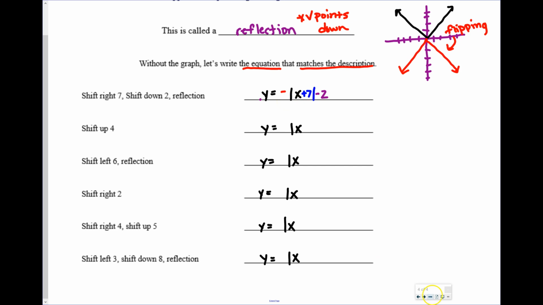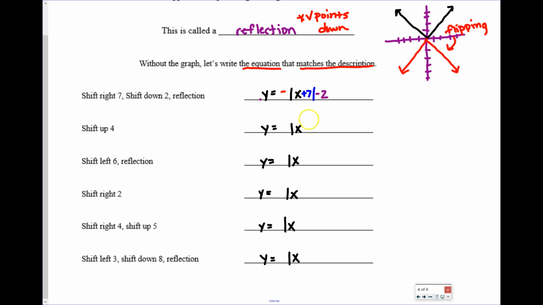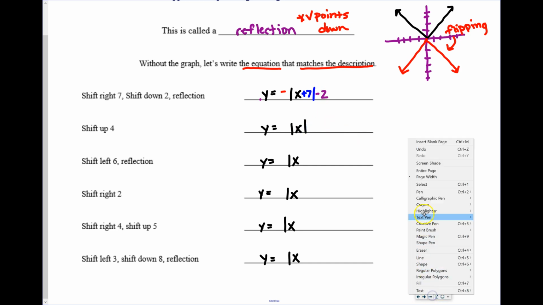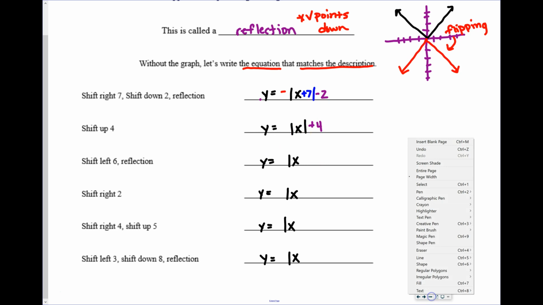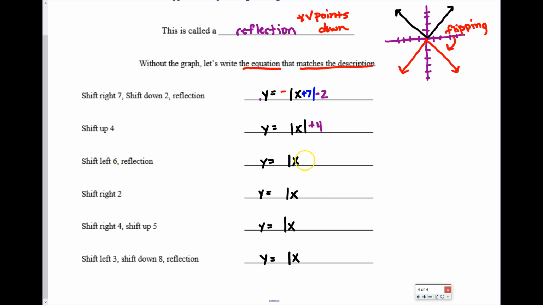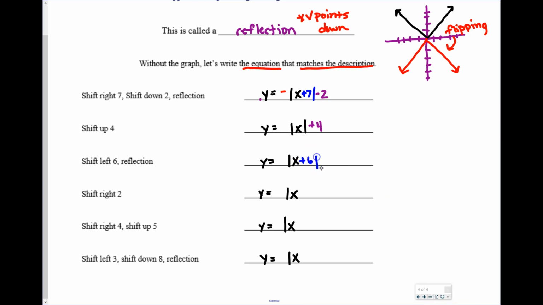Okay. Number 2, shifting up 4. Well, that's just the plus part at the very end. So shift up 4 is just saying the absolute value of x plus 4. I'm not shifting left or right, so nothing needs to be on the inside. The next one is a shift left 6. Left 6 is actually going to be a plus 6. And then reflection means I put a minus sign in front of it.